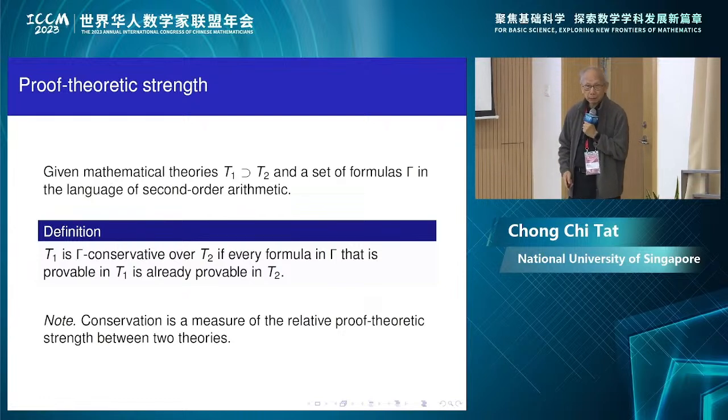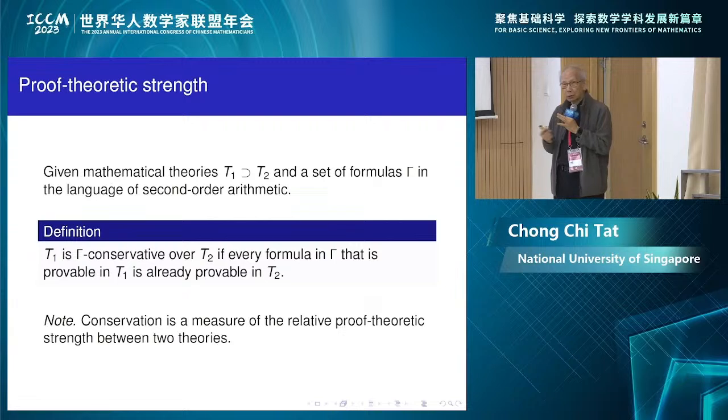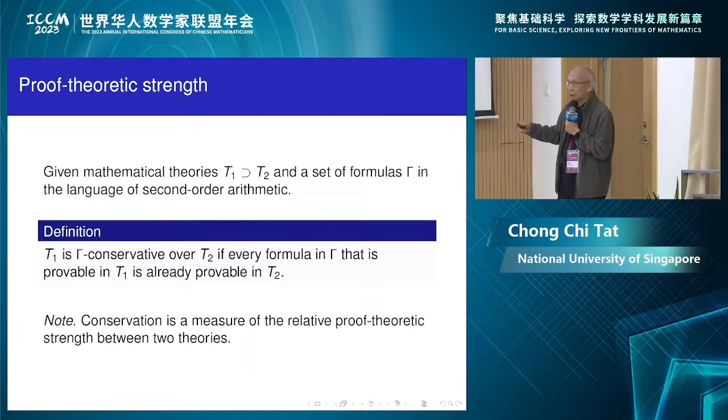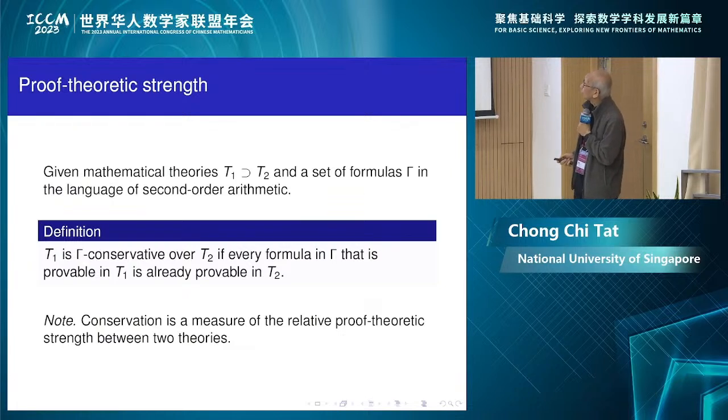And this conservation is a way to measure how close T1 and T2 are. For example, if Gamma consists of just the trivial formulas, or all the axioms in P1, for example, then T1 is always Gamma conservative over T2. But if Gamma is a non-trivial collection of formulas, if you have a bigger system T1, does it prove new theorems that T2 doesn't prove? That's the question. And the conservation notion is a way to measure the relative strength between T1 and T2. Right?